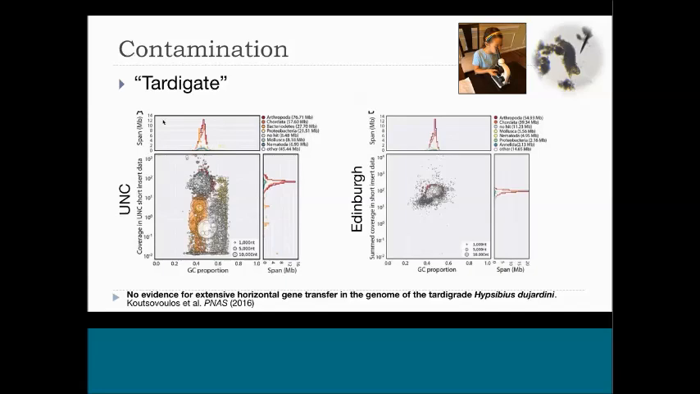And if you look at the scaffolds and try to classify them in the contaminated assembly from UNC, you see a lot of Bacteroidetes and other things that clearly aren't tardigrade DNA. So I think this serves as a great cautionary tale that you really need to be careful when sequencing these small things, taking care to avoid any microbial contamination that might come along with your sample.